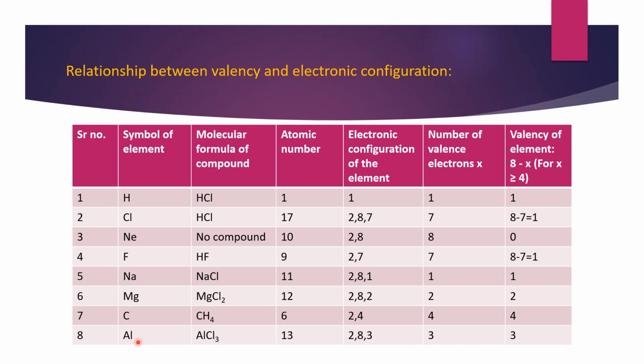Now we are discussing the last one, aluminium. Aluminium has atomic number 13. Electronic configuration is 2, 8 and 3. So the number of valence electrons is 3, and the valency of the element is 3. That's why the compound formed is AlCl3. So that is all about the relationship between the valency and electronic configuration. I hope you have understood. Thank you.